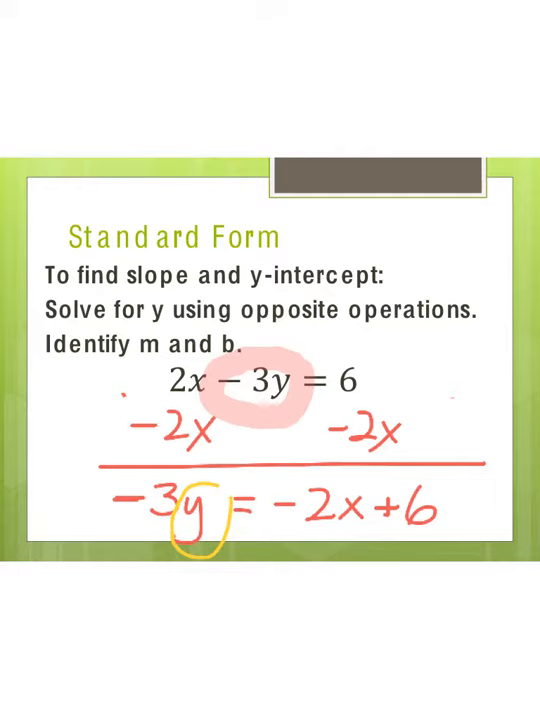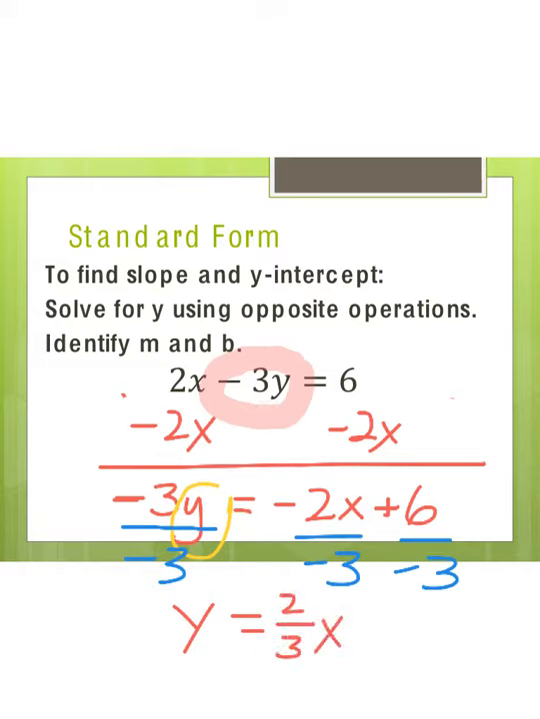So the last thing we have to get rid of is the negative 3 times y. So we're going to go ahead and divide everything by negative 3, and then we're going to end up with the y by itself. So we have y equals negative 2 and negative 3 is positive 2/3 x minus 2. So you can rewrite the standard form in slope-intercept form using your equation solving skills.